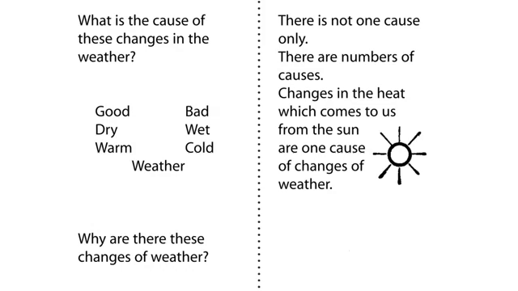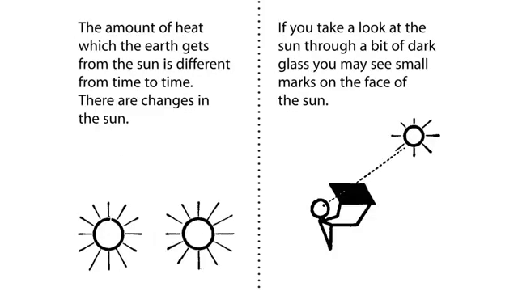There is not one cause only. There are numbers of causes. Changes in the heat which comes to us from the sun are one cause of changes of weather. The amount of heat which the earth gets from the sun is different from time to time. There are changes in the sun. If you take a look at the sun through a bit of dark glass, you may see small marks on the face of the sun.